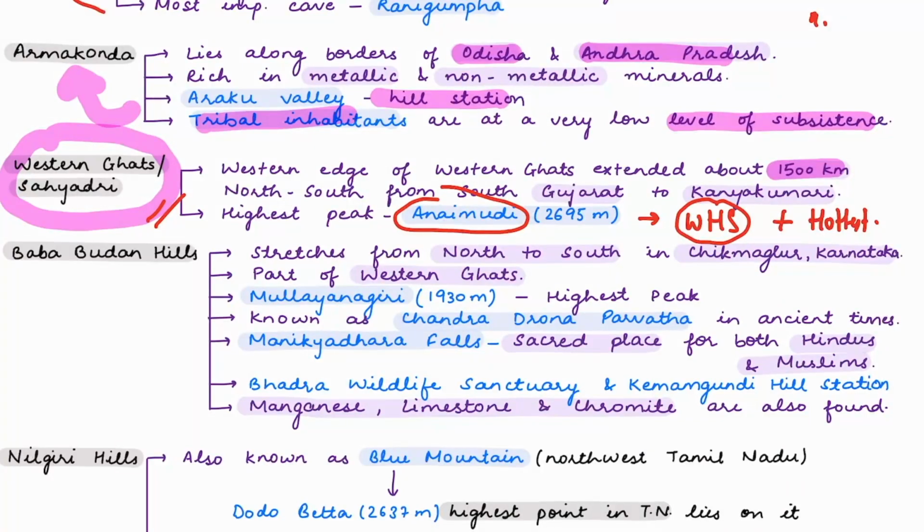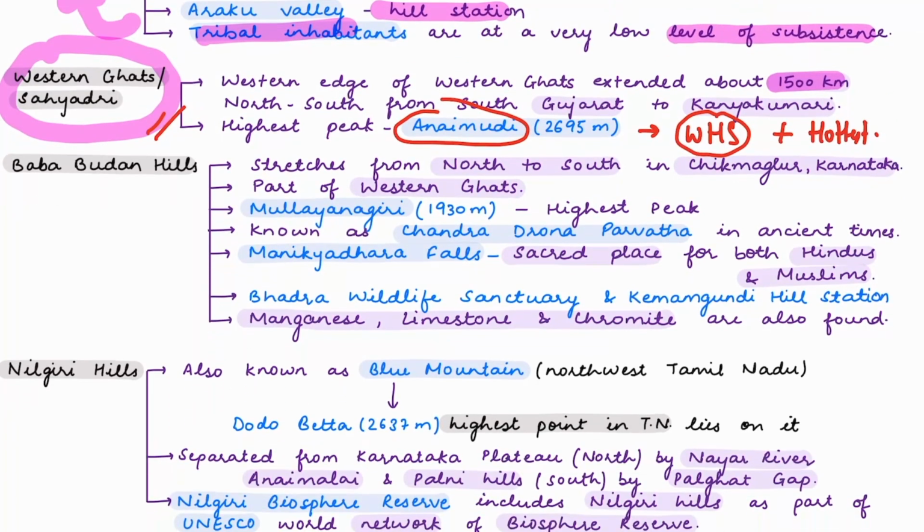The Baba Budhan Hills are part of the Western Ghats, and they are very important for the minerals found here. It is also said that Baba Budhan introduced coffee in India. With respect to coffee plantations they are very important, and manganese, limestone and chromite are very important minerals found here. The highest peak of Baba Budan is Mulangiri, not of the Western Ghats, but of Baba Budan.